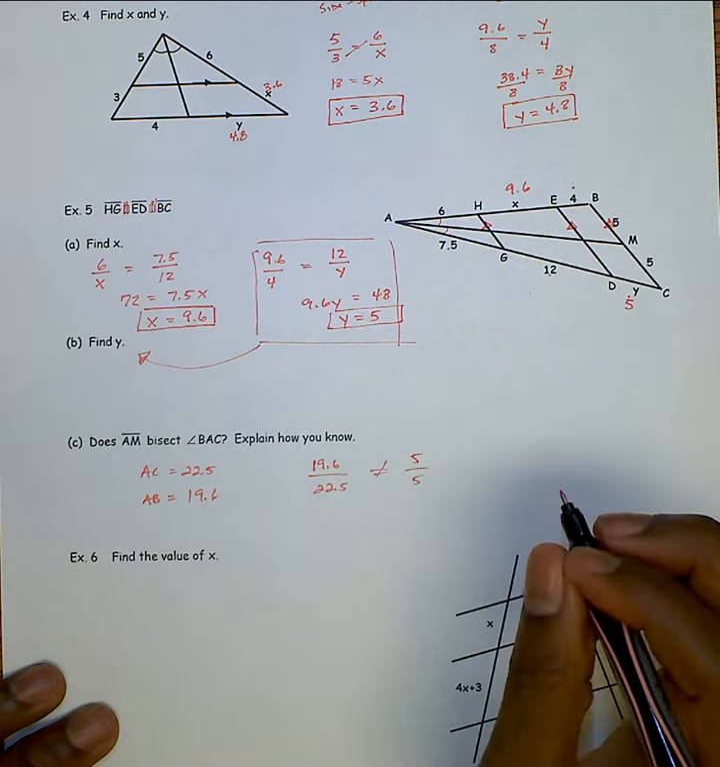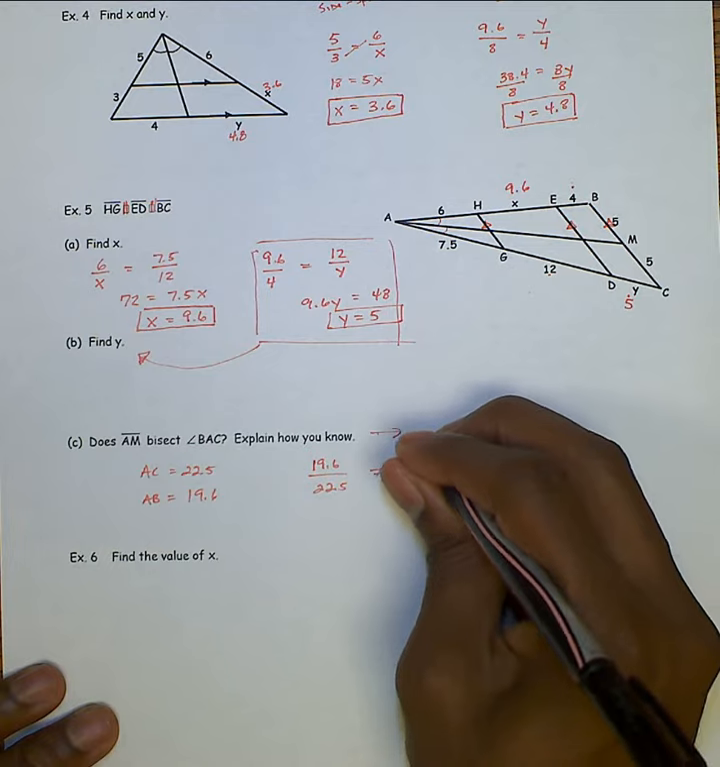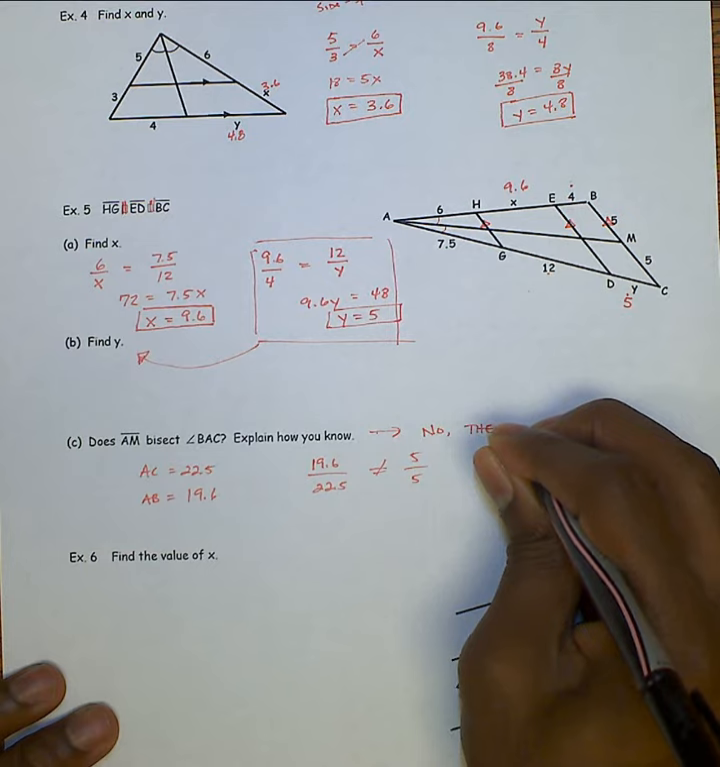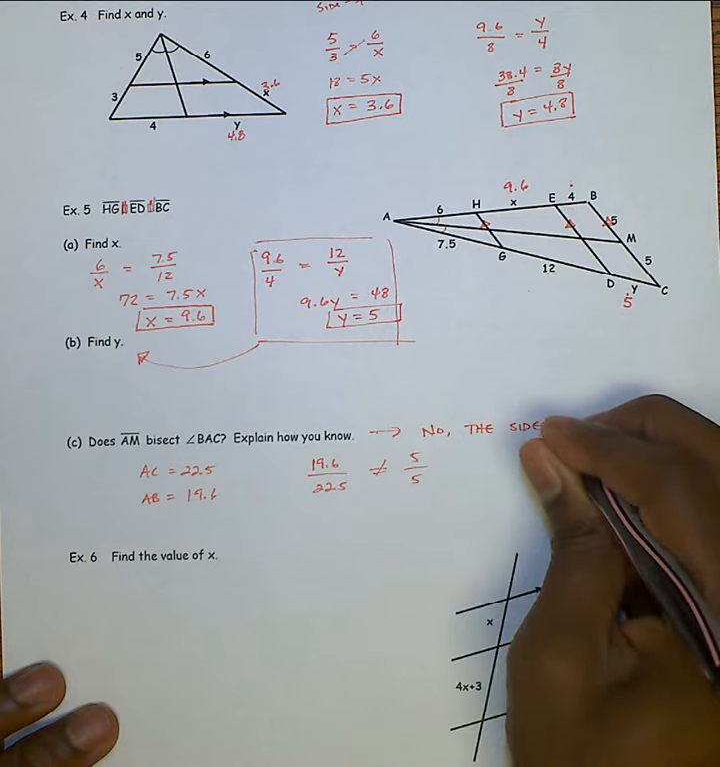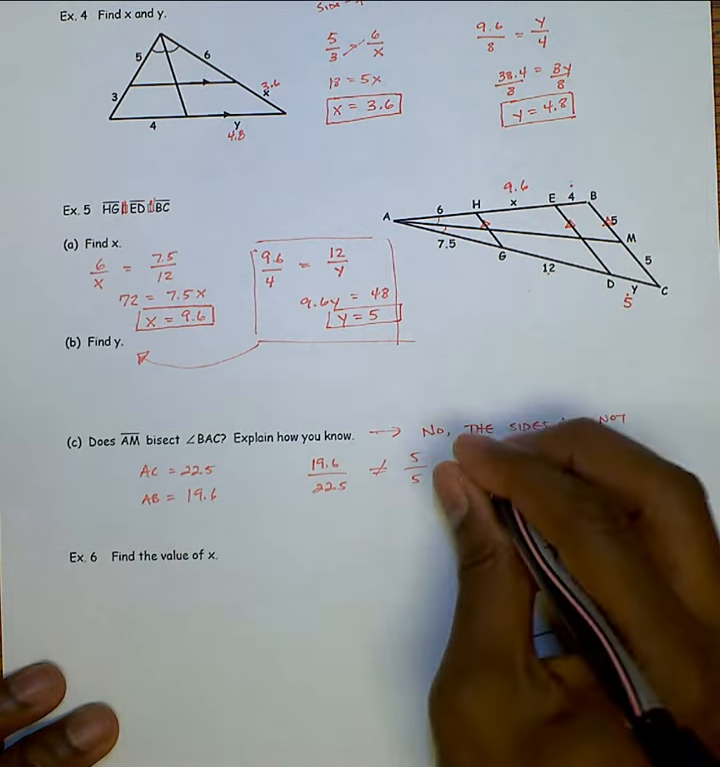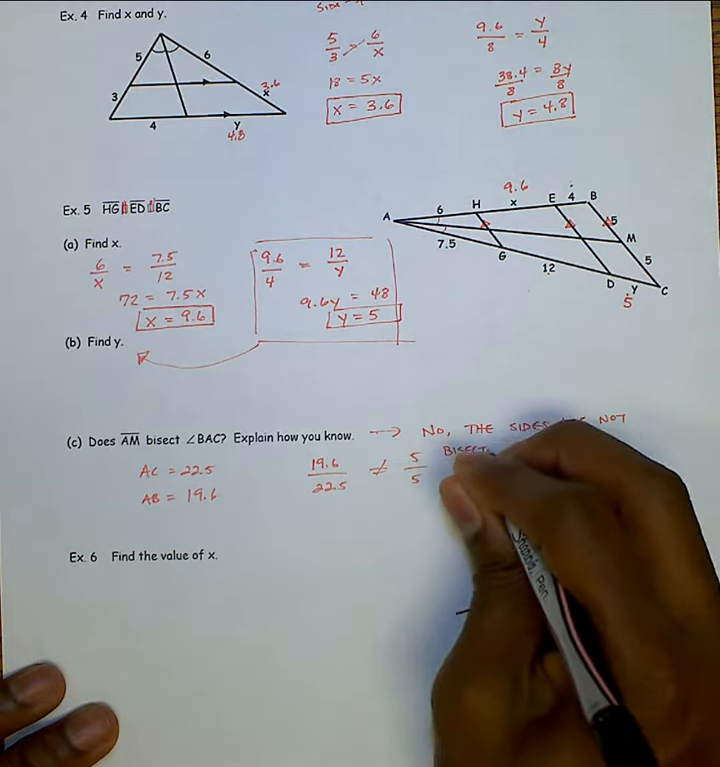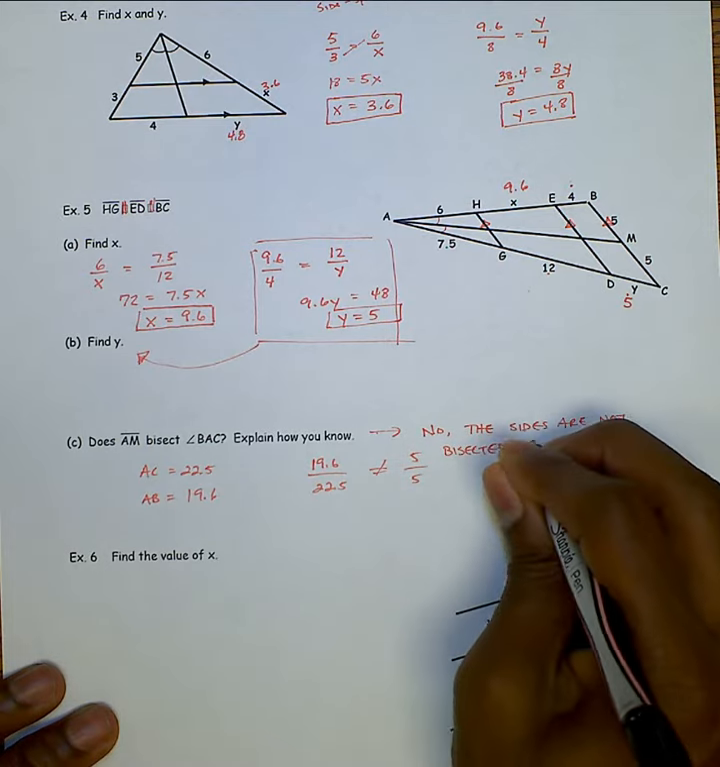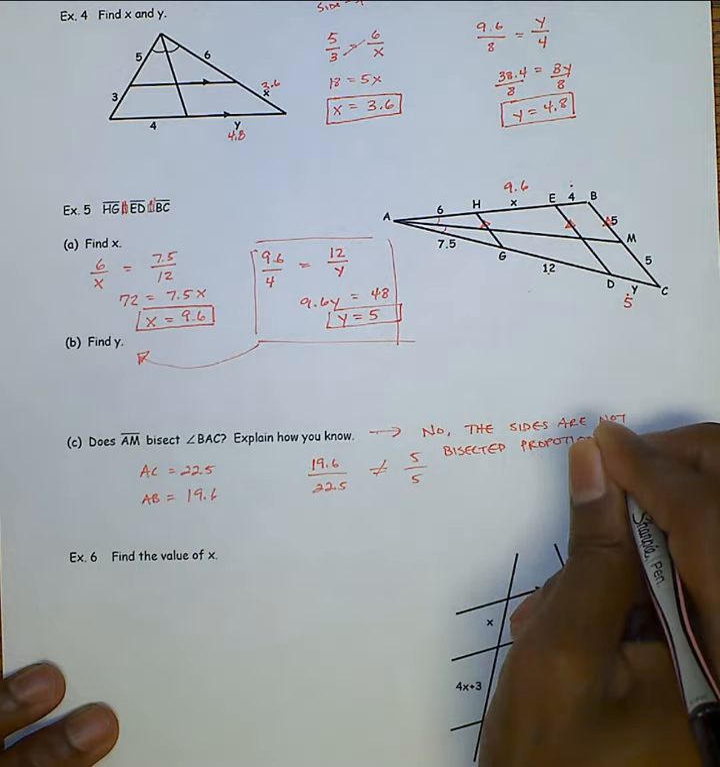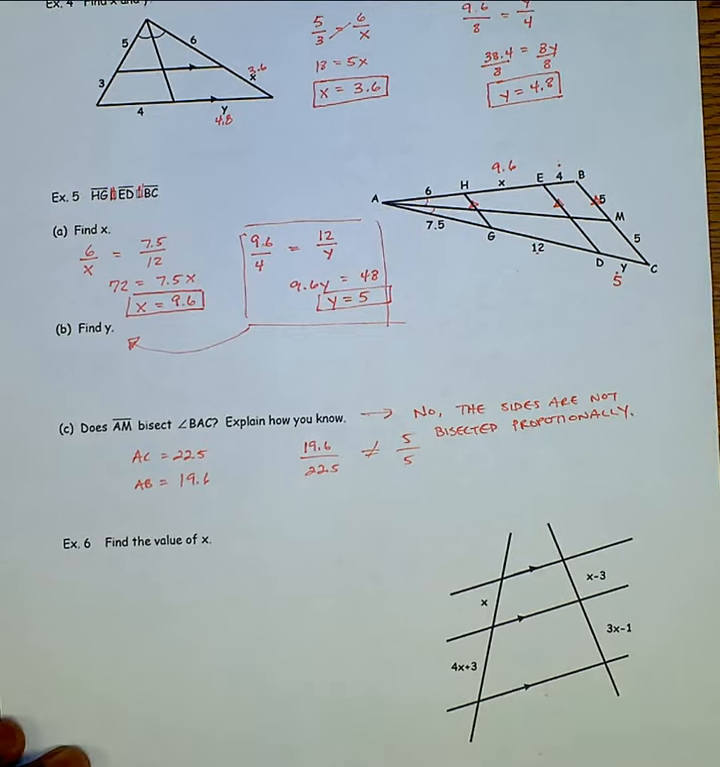So, does AM bisect angle BAC? No. The sides are not bisected proportionally. Hopefully I spelled that right. Hopefully that's a word. Proportionally, proportionately.